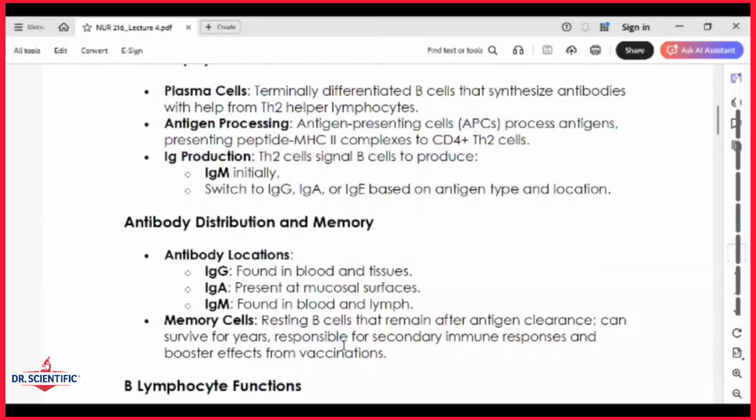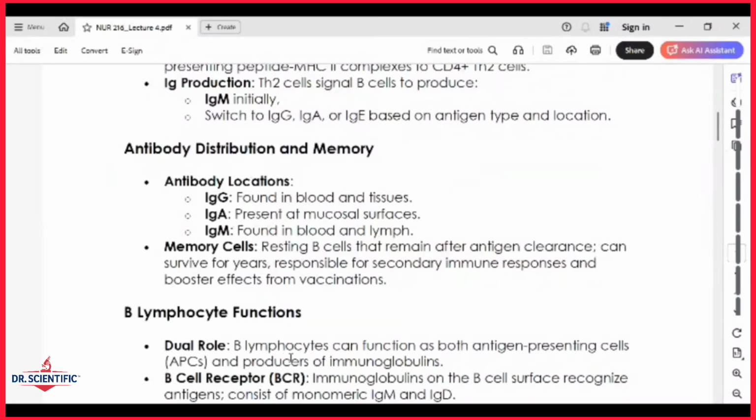And any subsequent encounter with the antigens is quickly dealt with because the memory B cells are there and they've been kept forever. We have some that are able to survive only for a few years, and so you require boosters to be able to eliminate the antigen. And that's the essence of vaccination.